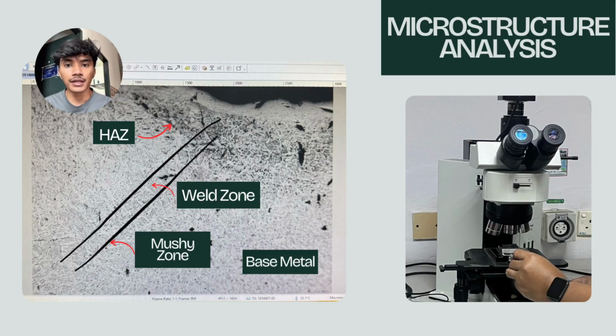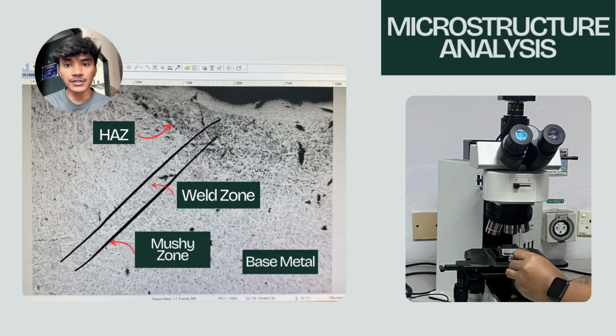Partial melting occurs in this region, resulting in a mixture of solid and liquid phases. The heat affected zone is next to the weld zone and experiences high temperature without melting. Grain growth occurs in this region due to thermal exposure, which may reduce toughness.